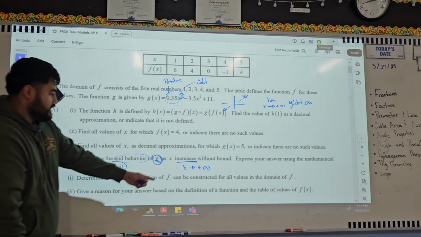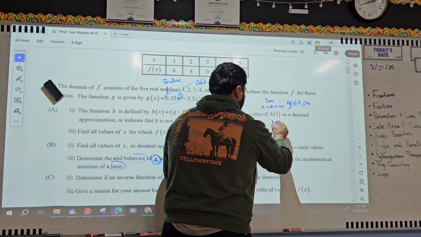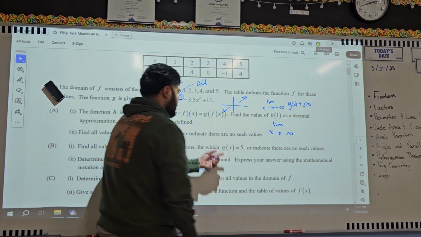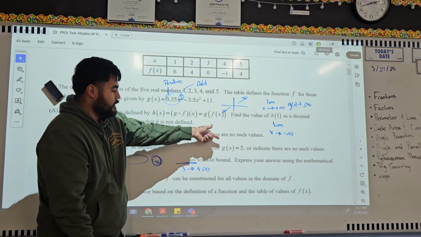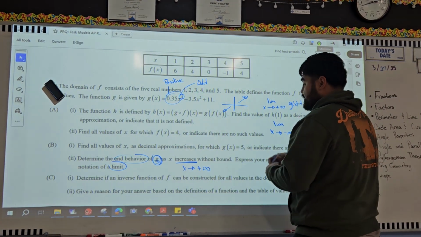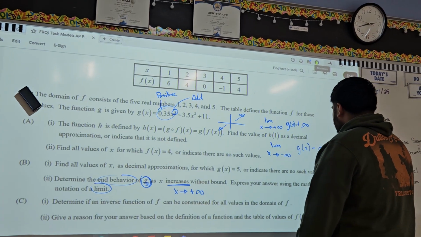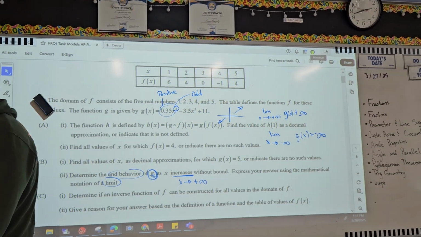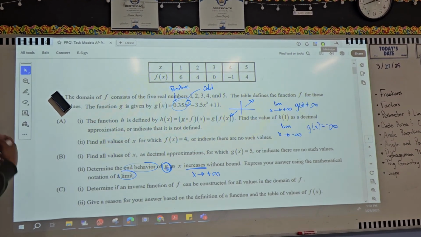What happens if they mention decreasing here? Well, my limit would be focused on the left side. So my limit as x approaches negative infinity, because now we're decreasing. X is decreasing to the left. So what's happening to my y? My y, which we already said we're not going to call y, we're going to call g of x. This is going to be g of x approaching negative infinity. And that's basically it, okay? Besides that, let's look at part C.